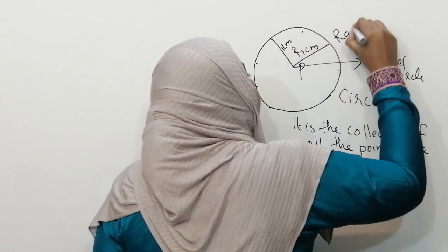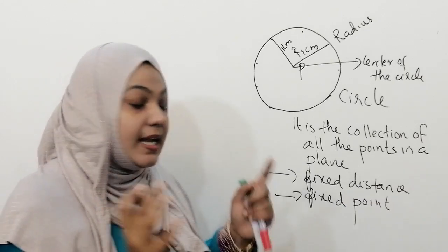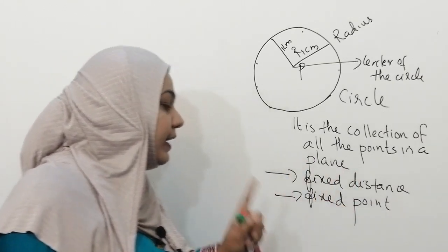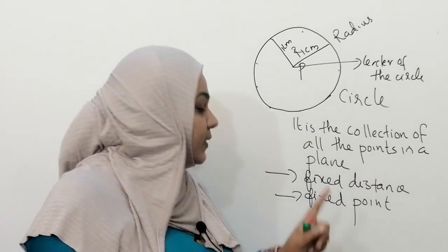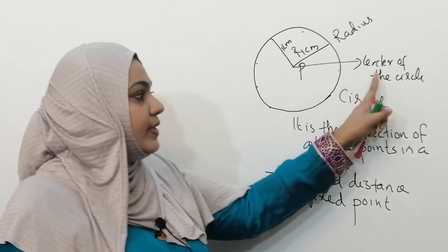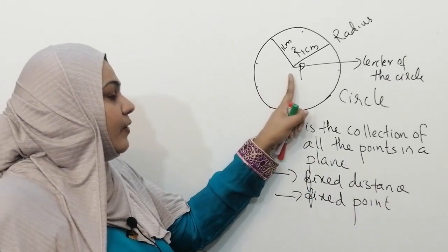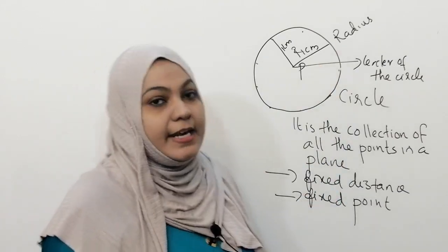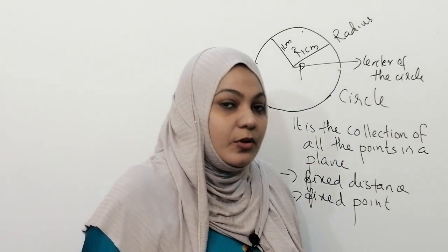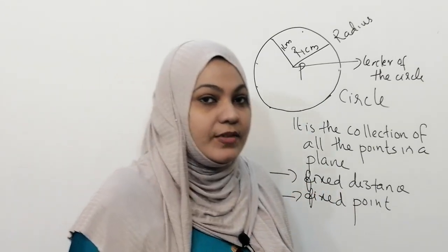What? Radius of the circle. So circle is nothing but the collection of all the points in a plane which are at a fixed distance from a fixed point. The fixed point is called center of the circle or origin of the circle. The fixed distance from the center of the circle to the edge or the boundary of the circle is called radius of the circle. So we learn now two terms, center of the circle and radius of the circle.